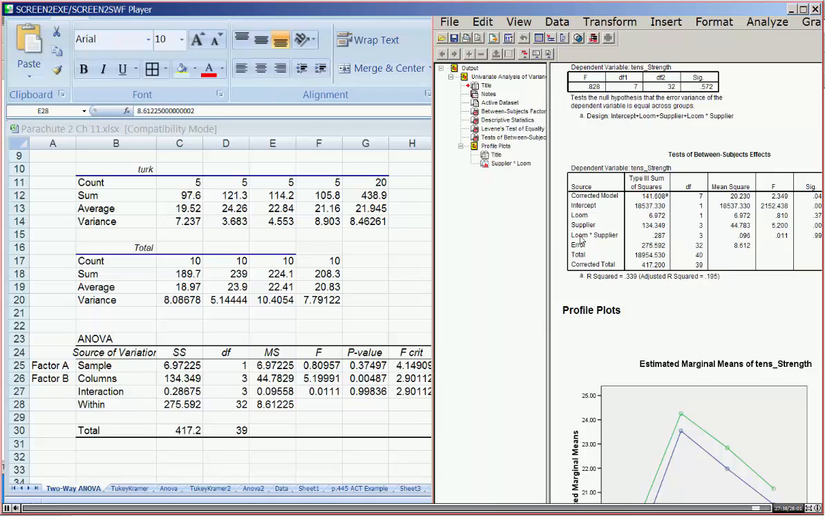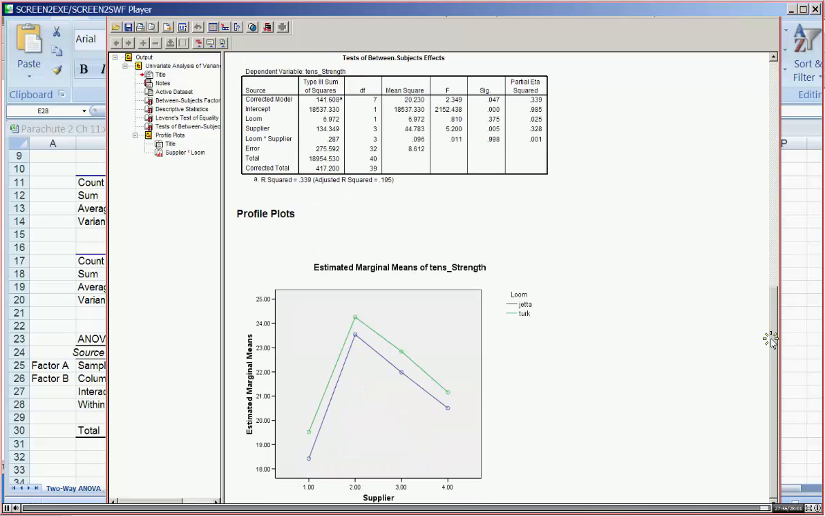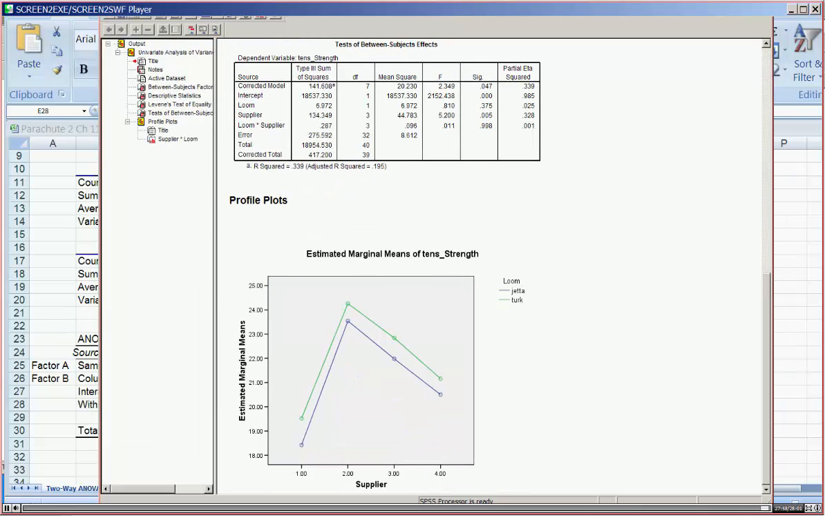417.2. Okay, factor A. It's easier to see here in SPSS actually. We have loom and supplier. We have to figure out the sample and columns. So, good results. We are happy. End of chapter. End of chapter 11.